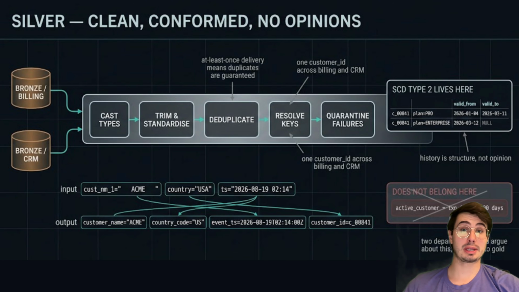And the part that a lot of people will get wrong is that silver should not contain business definitions. Cleaning is not the same as interpreting. Casting a timestamp is cleaning. Deciding that an active customer is someone with a transaction in the last 90 days is a business definition, and that belongs one layer up.